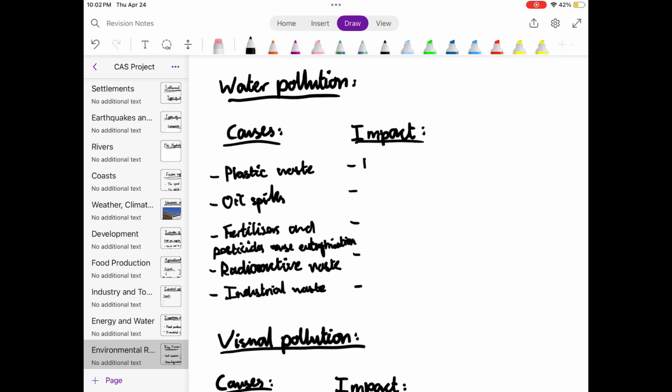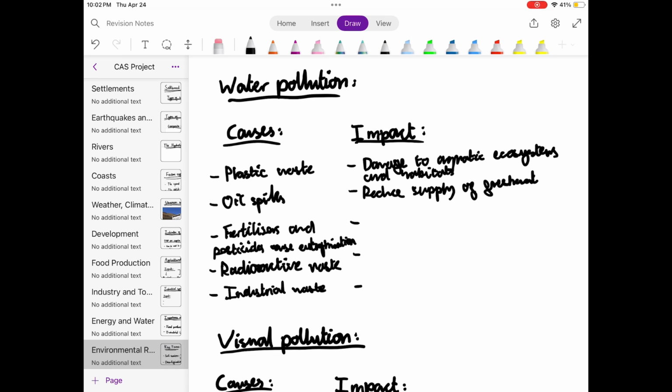So one of them is the damage to aquatic ecosystems and habitats. It can also reduce supply of fresh water, and also reduces the supply of water for use in domestic circumstances, such as just general drinking water for hydration or cooking and heating up food.